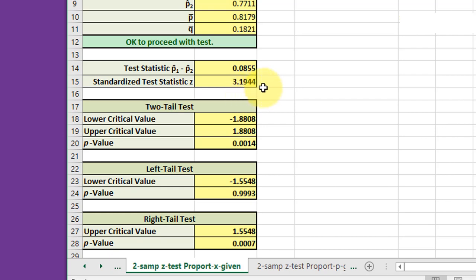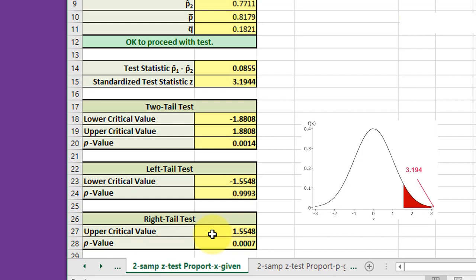Then you have to make a decision, and the calculator will give you the critical values for the two-tail, left tail, and right tail tests. Here, this is a right tail test, so the upper critical value is calculated as 1.55, and if you compare that with the standardized test statistic, you can see that the standardized test statistic falls well to the right of the critical value. That would tell you to reject the null.